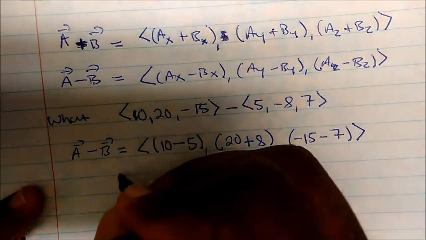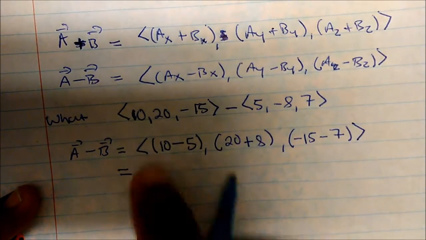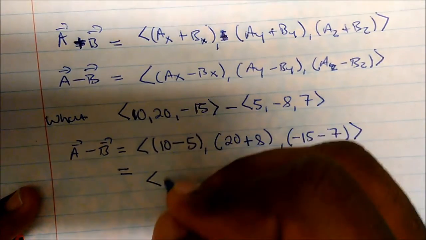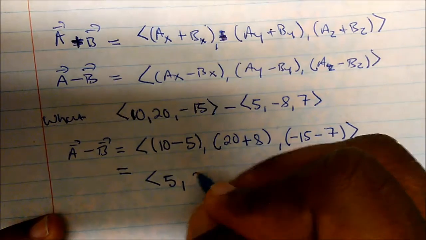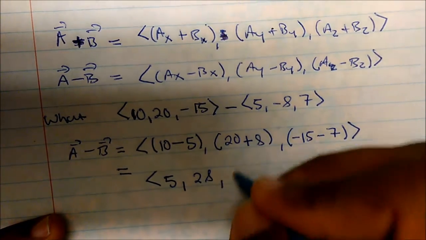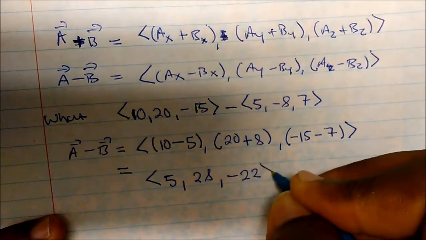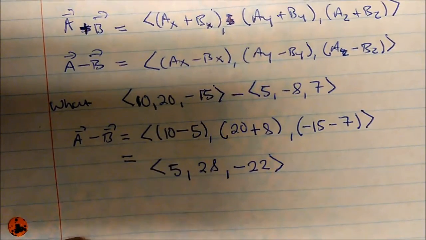Okay, so if we do our math, the vector simply becomes what? 10 minus 5, that is 5. 20 plus 8, that's 28. Negative 15 minus 7, that becomes negative 22. So there goes my vector of A minus B.